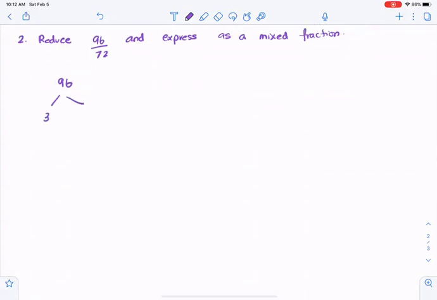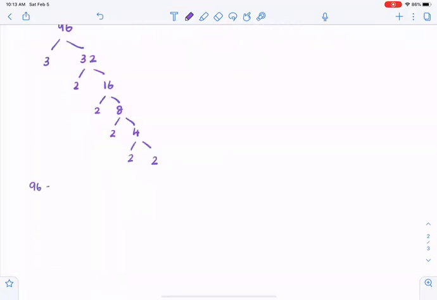So 96 could start with 3, because 3 is prime, the lowest prime, and that would give 32. Now, 8 times 4 is 32, 16 times 2 is 32, but the only prime number here would be 2. So 2 times 16, 32. Again, the prime is 2, 2 times 8, 16. 2 times 4, 8. 2 times 2, 4. So the prime factorization of 96 is 3 times 2 times 2 times 2 times 2 times 2.